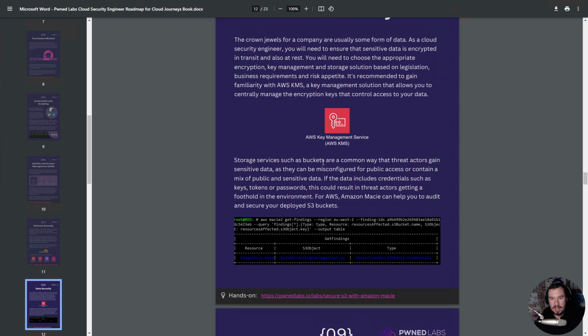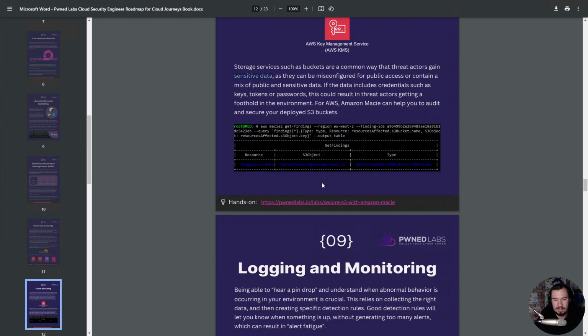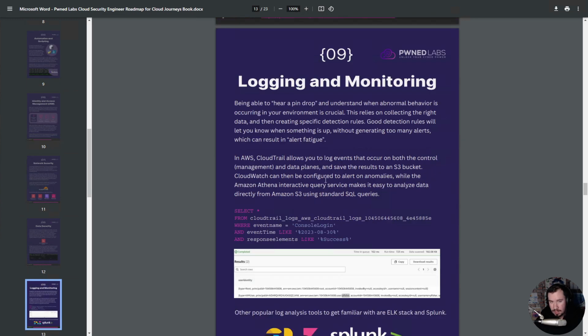Storage services such as buckets are a common way that threat actors gain sensitive data, and I think we'll be doing a hands-on lab with this in Azure Blob Storage today once we're done going through this. If the data includes creds such as keys, tokens, or passwords, this could result in threat actors getting a foothold in your environment. Logging and monitoring. Being able to hear a pin drop and understand when abnormal behavior is occurring in your environment is crucial, right? Proactive. You don't just want to investigate after your network got pwned. You want to be a little more proactive as you're working your way through stuff.